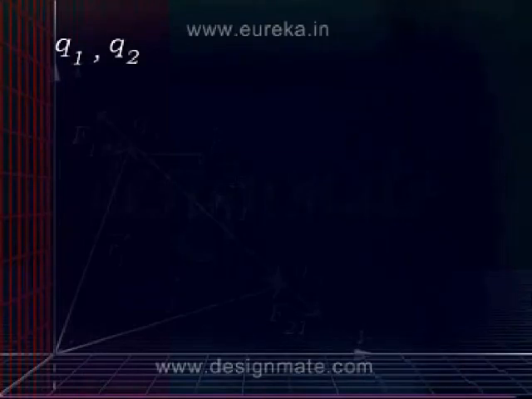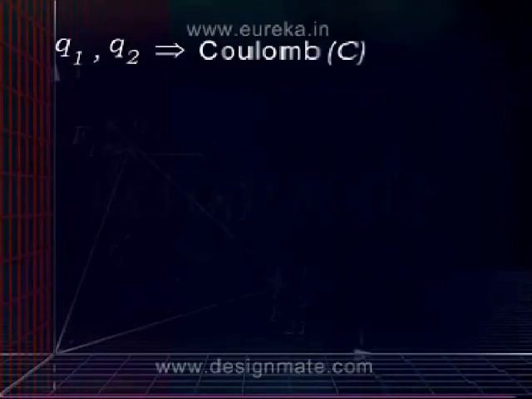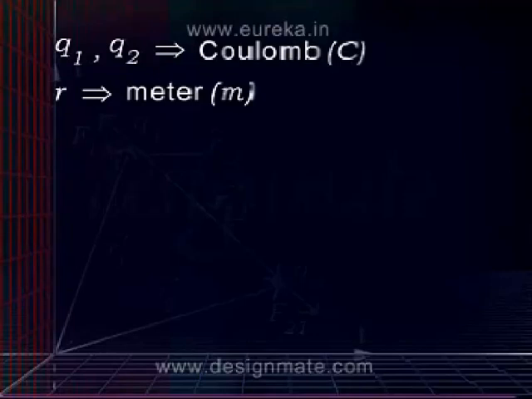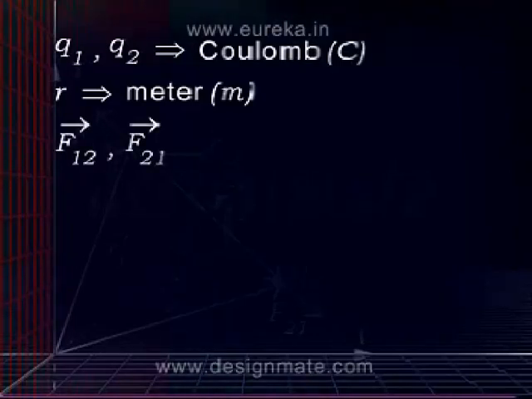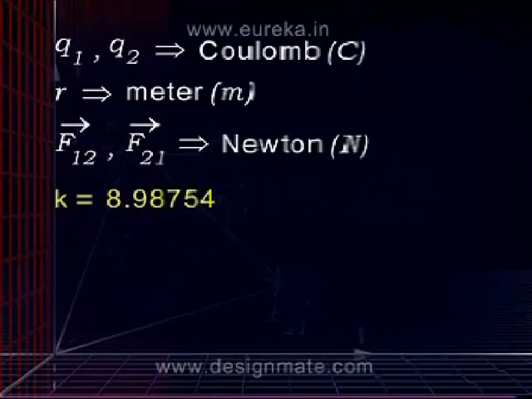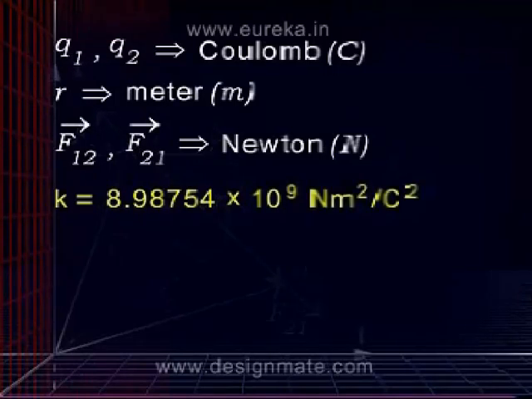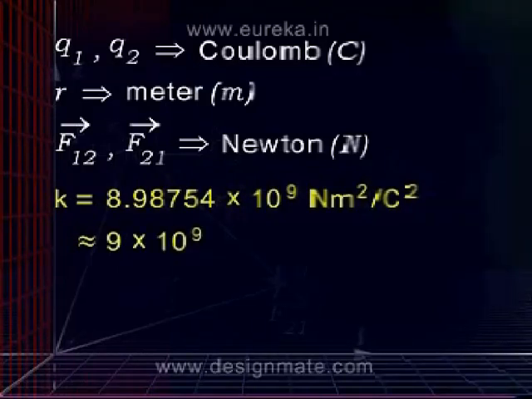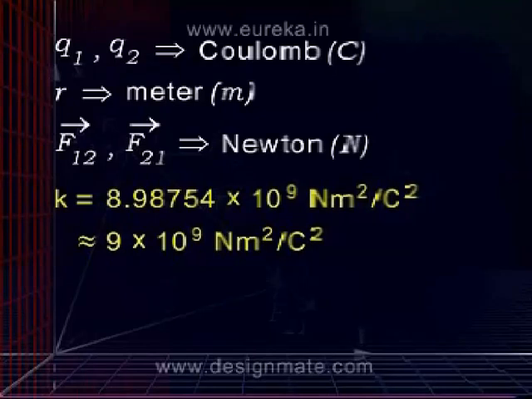If Q1 and Q2 are measured in Coulomb, r in meters and forces in Newton, the experimental value of K is 8.98754 into 10 raised to 9 Newton meter square upon Coulomb square. That is approximately equal to 9 into 10 raised to 9 Newton meter square upon Coulomb square.